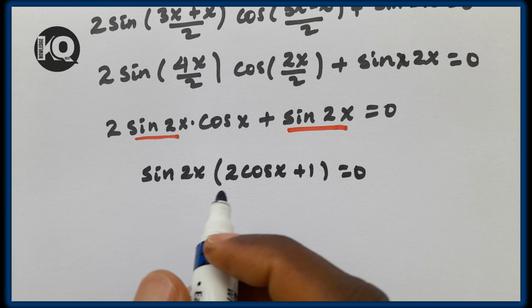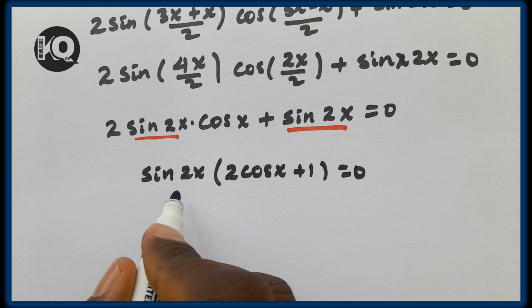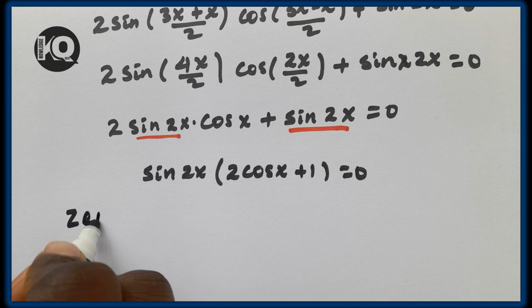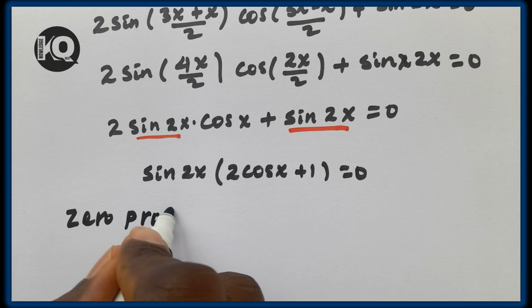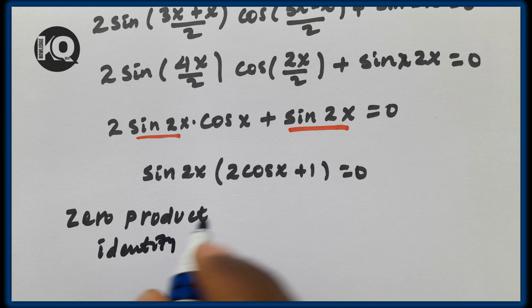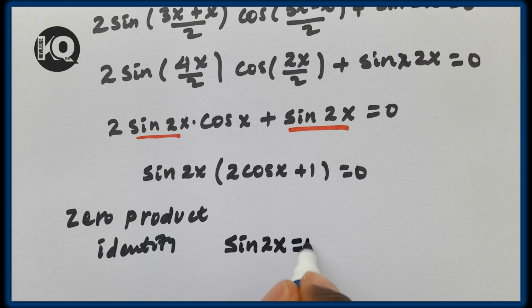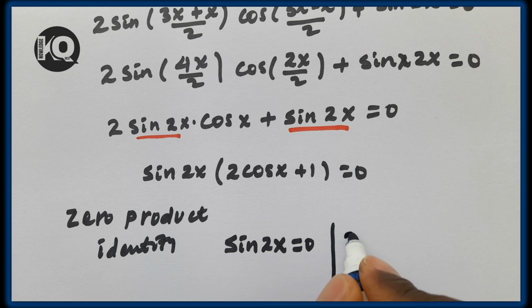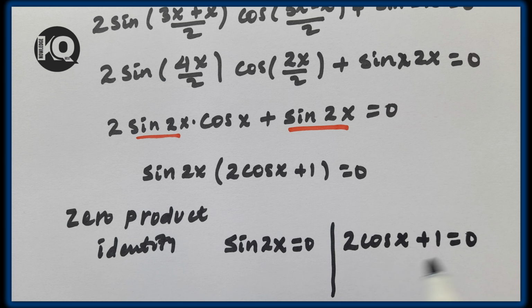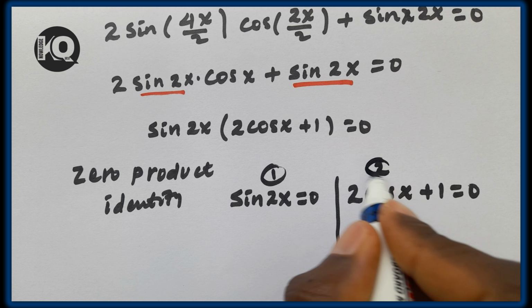So by using the zero product identity, this sin 2x is equal to 0 and 2 cos x plus 1 is equal to 0. So this is case 1 and this is case 2.